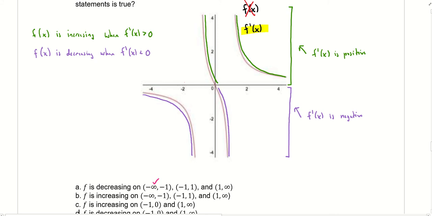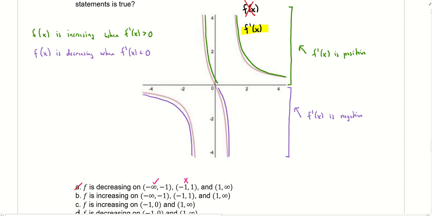It's also decreasing, according to option A, from negative 1 to 1. Negative 1 to 1 looks like it's right here. That's not true. Our first derivative is not negative on that whole interval, so we don't have decreasing on that interval. So we can automatically eliminate option A because this isn't true.